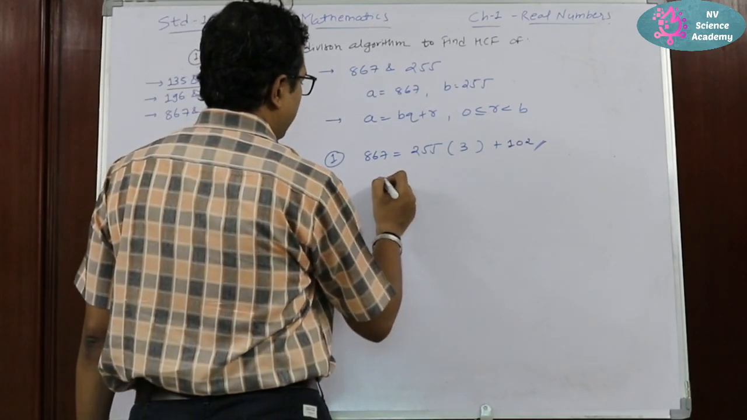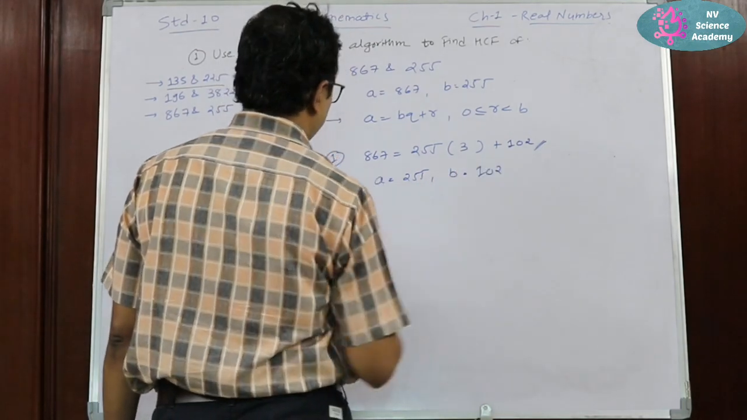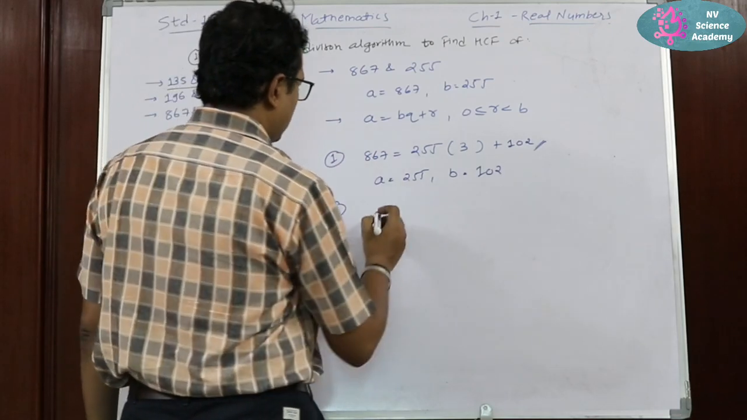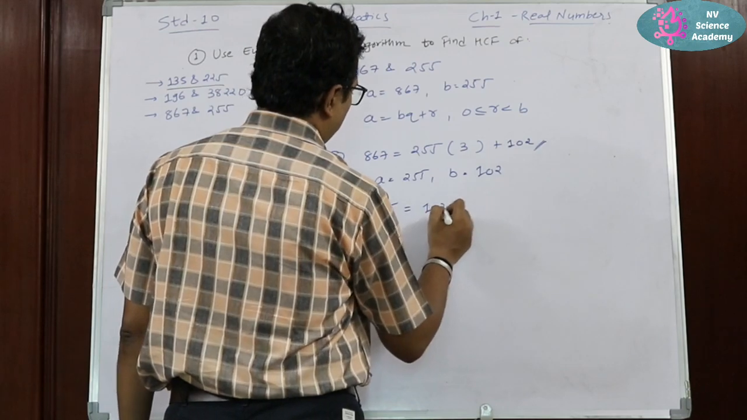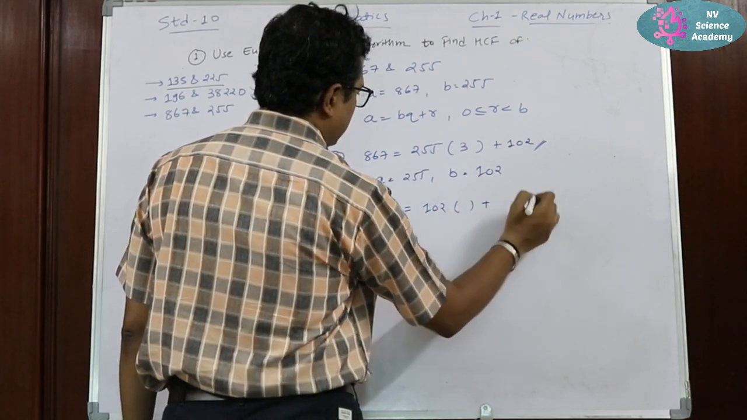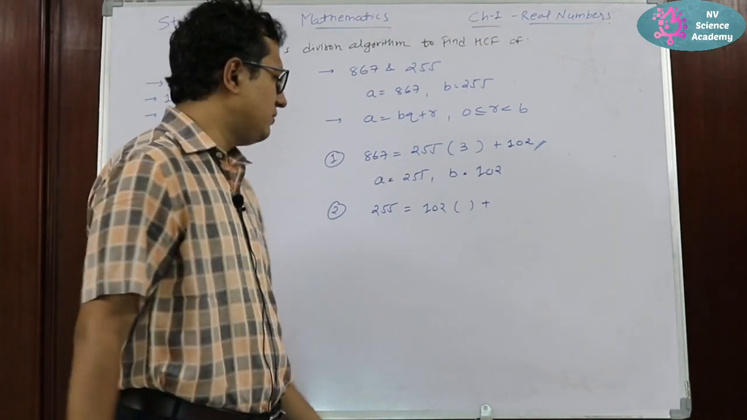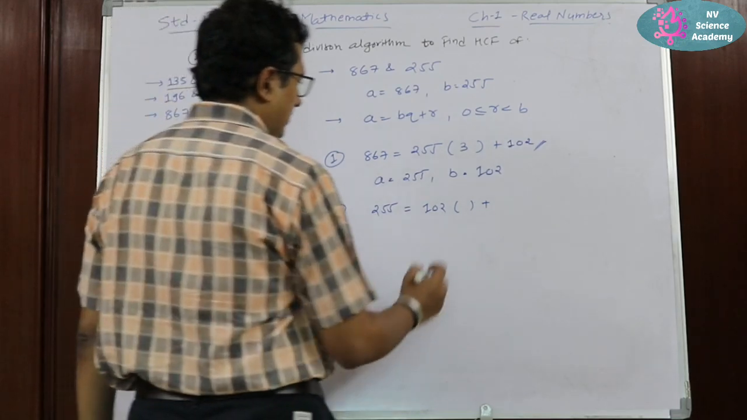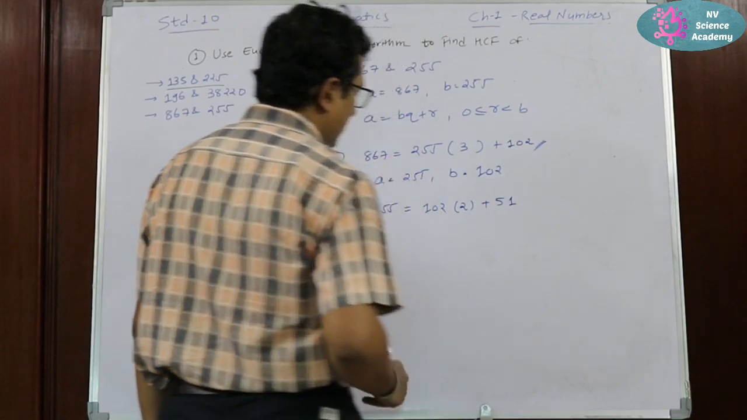Here the value of A will be 255 and B will be 102. So for the second time I am going to put the value in the equation. So 255 is equal to 102 into the bracket plus dash. Now 102 multiplied by 2 will be 204 and the remainder will be 51. So I am going to multiply it by 2 and the remainder is nothing but 51.